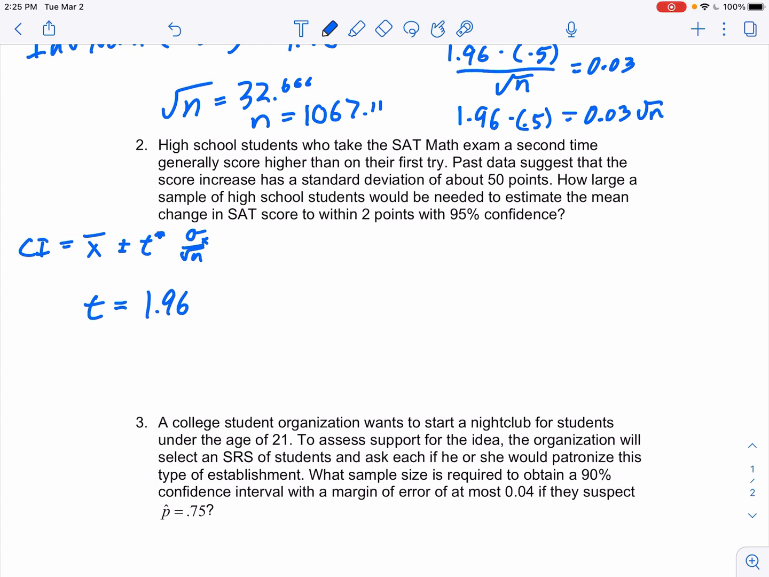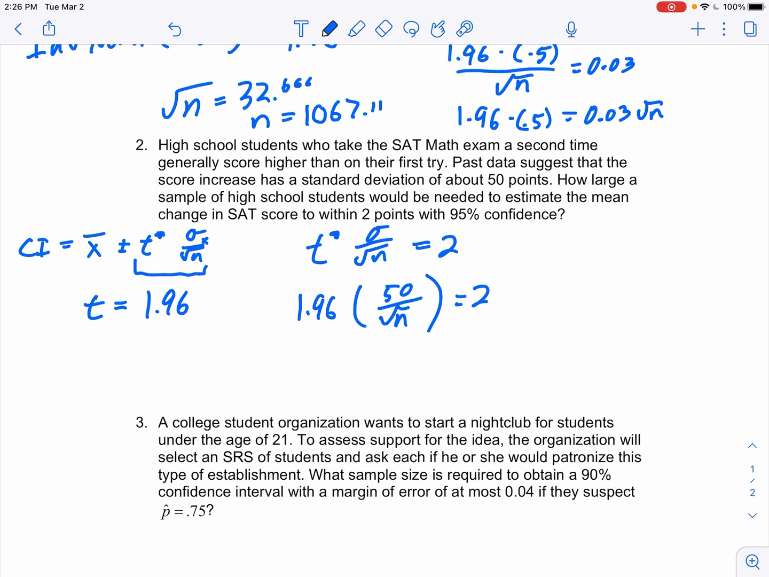Again, our margin of error is here, okay? And we're looking at the margin of error needs to be within 2 points. So we're going to have our t times standard deviation over square root of n equals 2. Okay, and our t is 1.96. Our standard deviation is given to us, it's 50. Okay, and we're going to solve for our n. Okay, so go ahead and work through that.